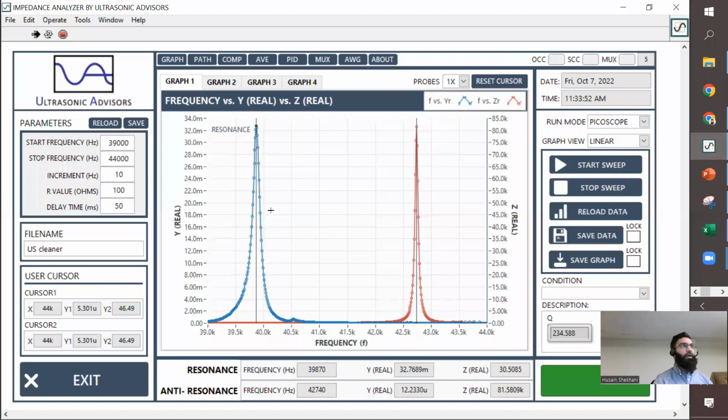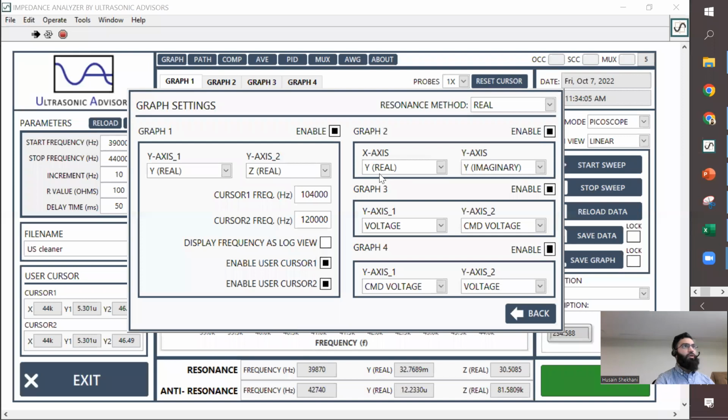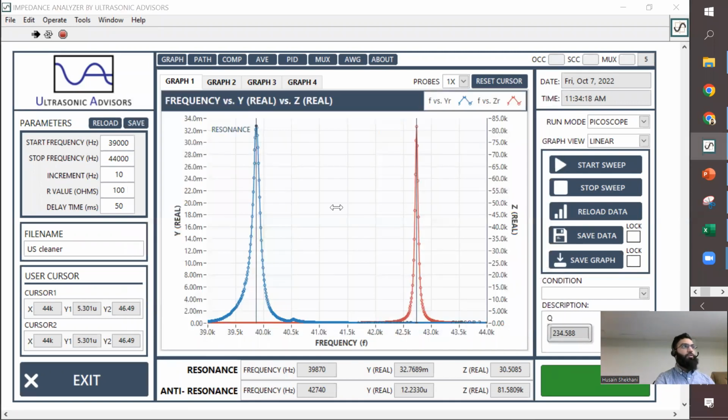Where was I? Okay, here. So this is something that your impedance analyzer can do. You want to calculate quality factor, resonance frequency and anti-resonance frequency from this. In my frequency, I have the resonance method, real or absolute. So this is going to be absolute impedance, sorry, and this is going to be the real components. Using the real components, you can very accurately calculate the resonant frequency.